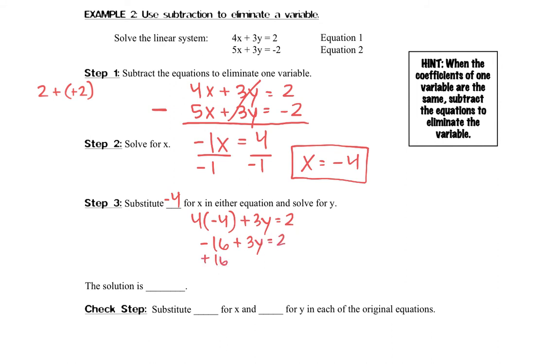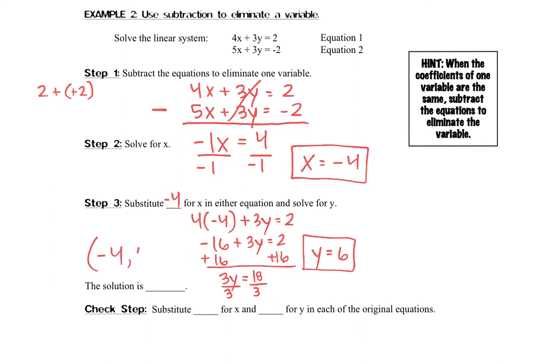I'm going to add 16 to both sides, again, because I'm trying to get the y by itself. So I have 3y equals 18. Divide by 3, and I get that y equals 6. And again, I could have plugged that -4 into the second equation, and I still would have gotten that y equals positive 6. So now I have my solution.